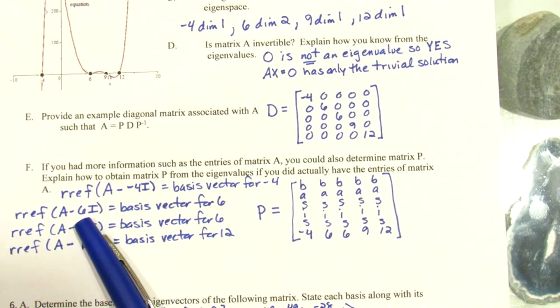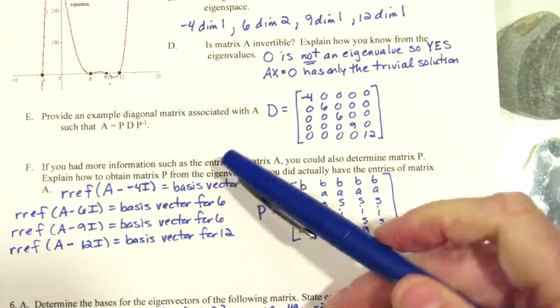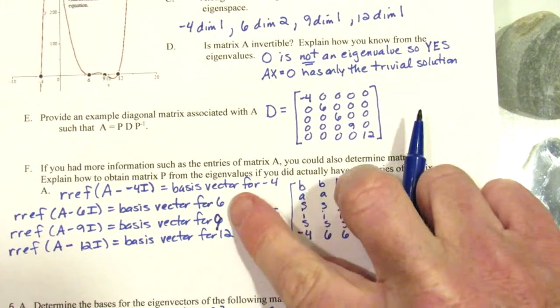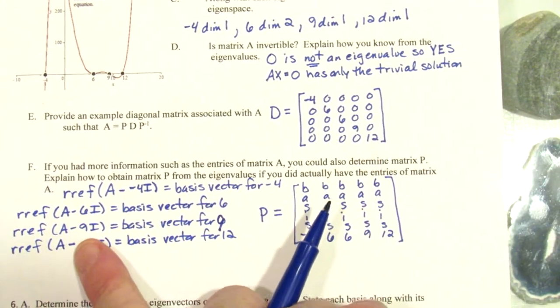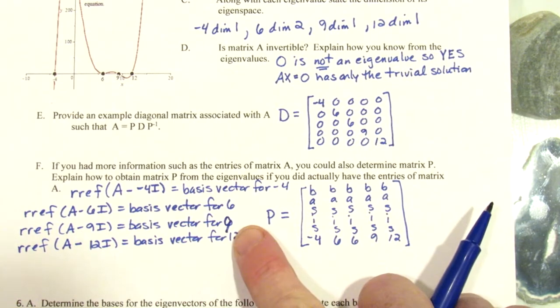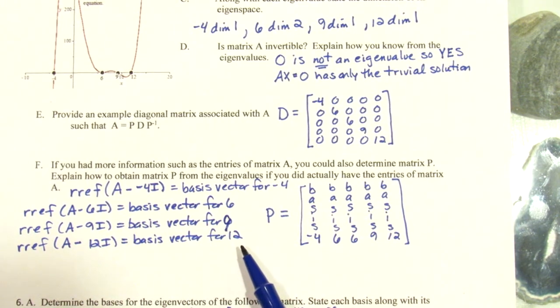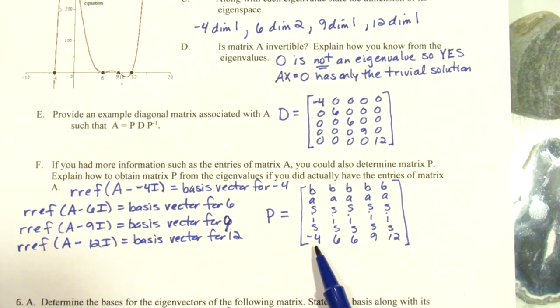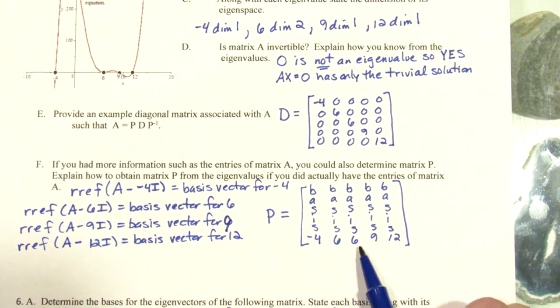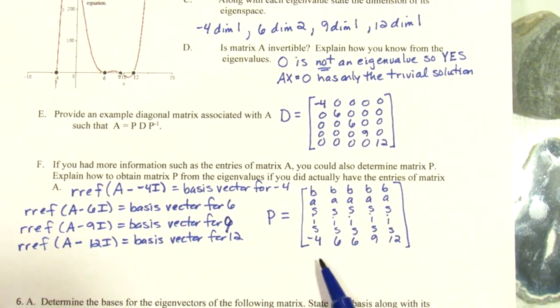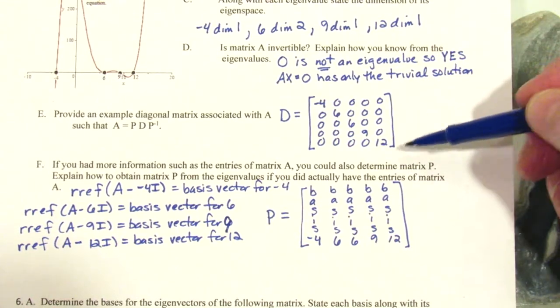You would do the same for 6, and it would give you a basis vector for 6, but because we know it's diagonalizable, there would be 2 of them. And then we would do the same for 9, and we would get the basis vector for 9, and then we would do the same for 12, we would get the basis vector for 12, and then once we had those basis vectors, P would have those basis vectors as the columns. -4's basis would go first, then the 2 that we obtained for 6, then for 9, then for 12. Again, they're in this order because that's the order that I put them in the diagonal matrix.